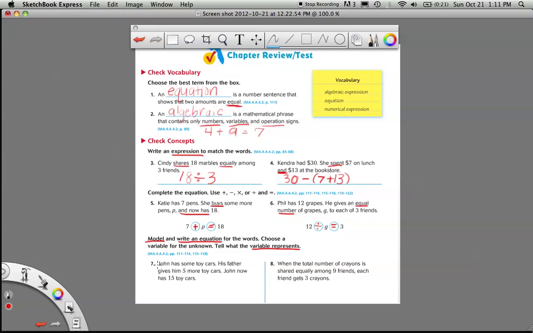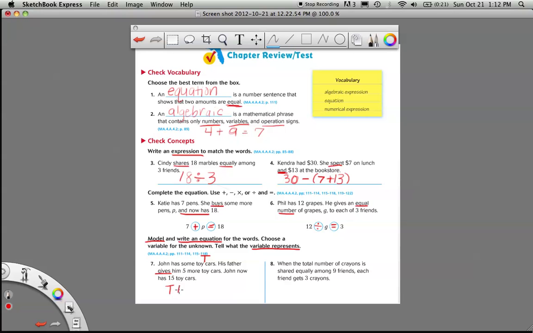Okay, so John has some toy cars. Does it tell us how many cars? No. So that's where my variable is going to come in. I just get to make it up. I'm going to call it T for toy cars. And look, tell what the variable represents. If I write the T right on top of this toy cars, then I know that T stands for toy cars. So John has some toy cars T. Here's the T that he's starting with. His father gives him 5 more cars.